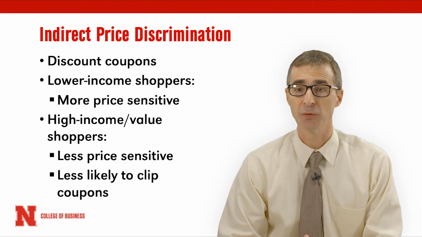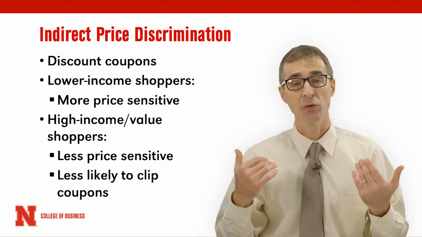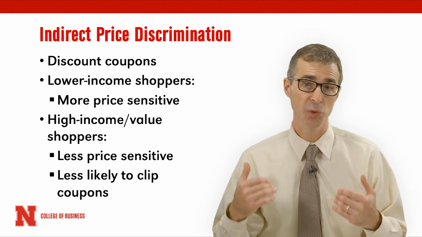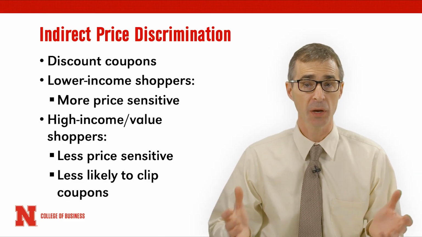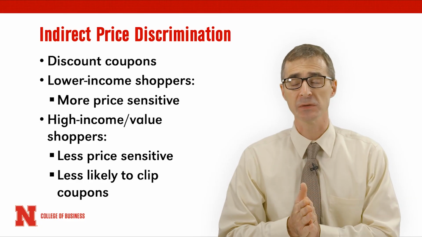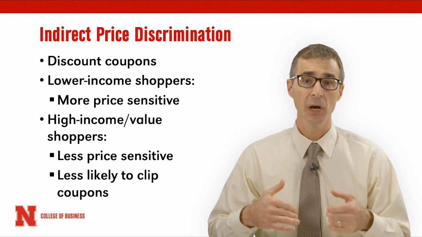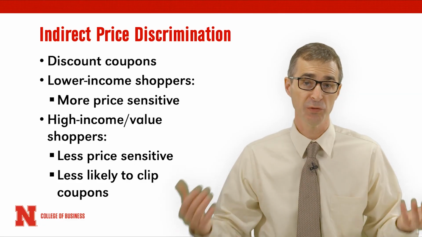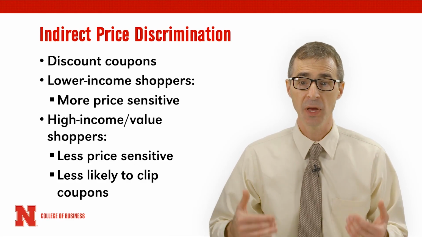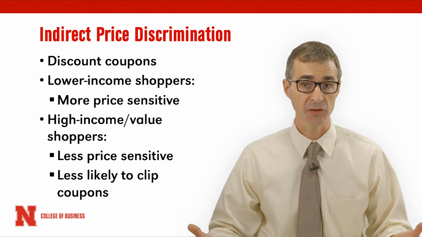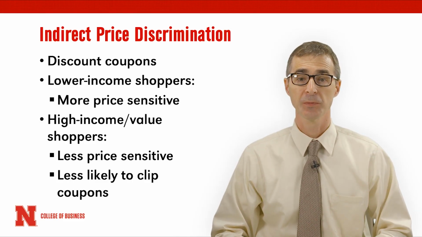Grocery store coupons would be an example of indirect price discrimination. Grocery store coupons allow customers who are more price sensitive, oftentimes correlated with lower income, but not always, to use coupons and receive discounts or lower prices. High-value customers can reveal their type simply by showing up at the checkout lane without coupons, and they are less price sensitive, less likely to clip coupons, and therefore will pay the higher price.